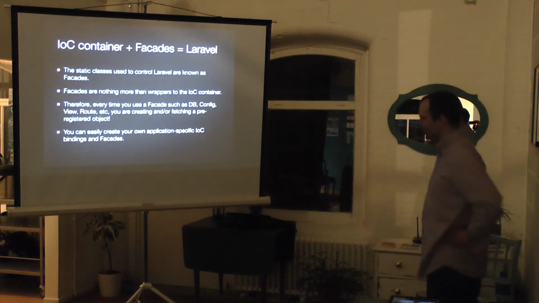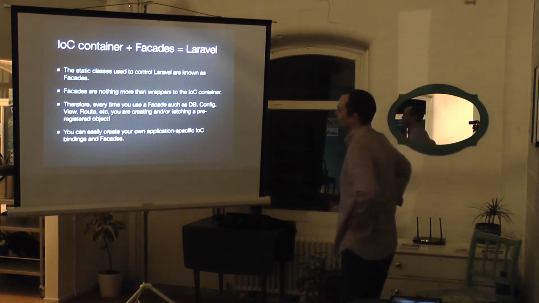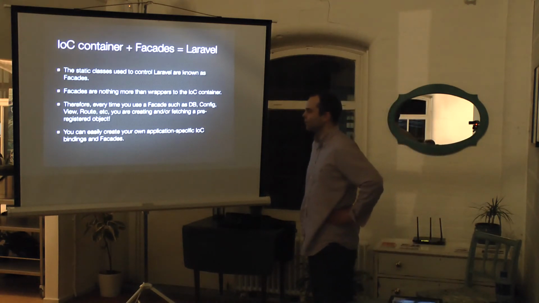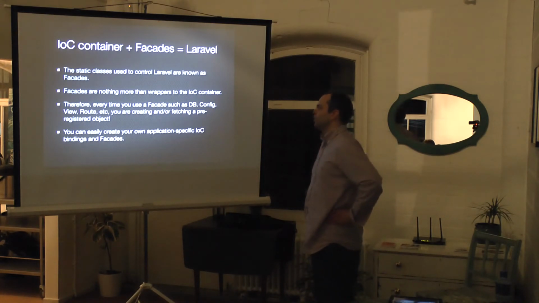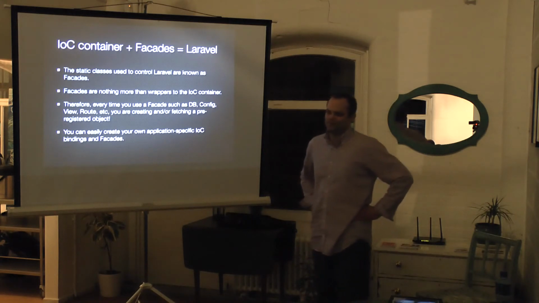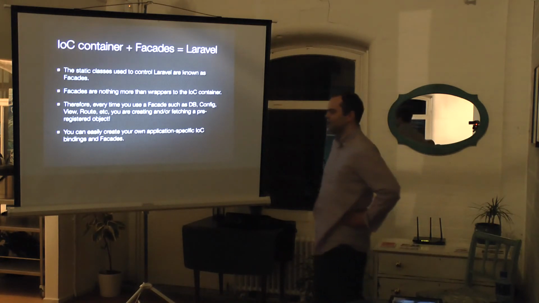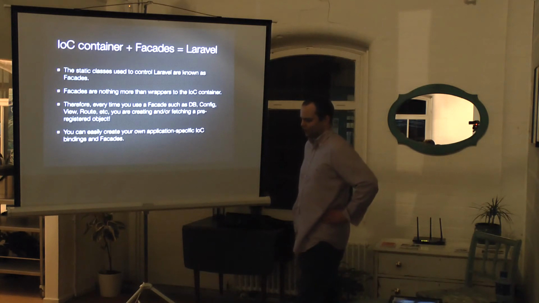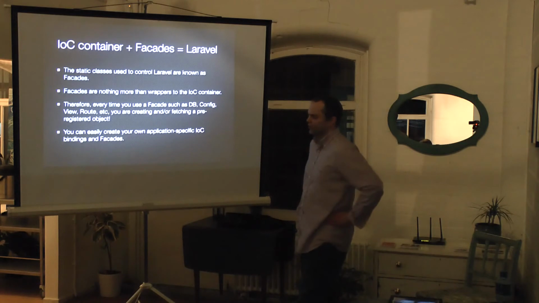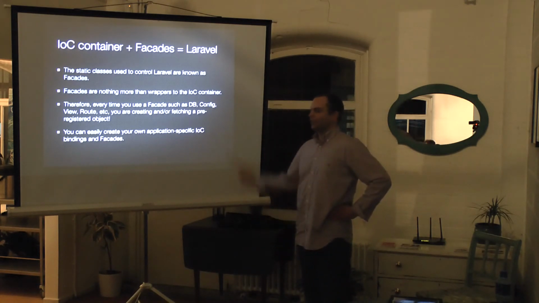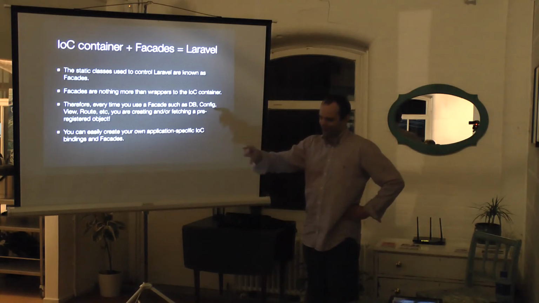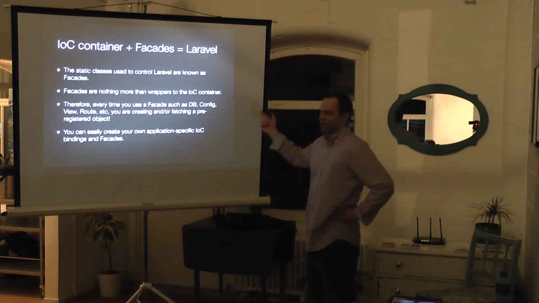Okay, so nearly done. IOC container plus facades plus Laravel. Static classes used to control Laravel are known as facades, as we covered earlier. Facades are nothing more than wrappers for the IOC container. You call a facade, let's go for Mail, so Mail::, there is an object in the IOC container that's been pre-registered by Laravel that the Mail facade knows to go and collect and call whatever methods on.